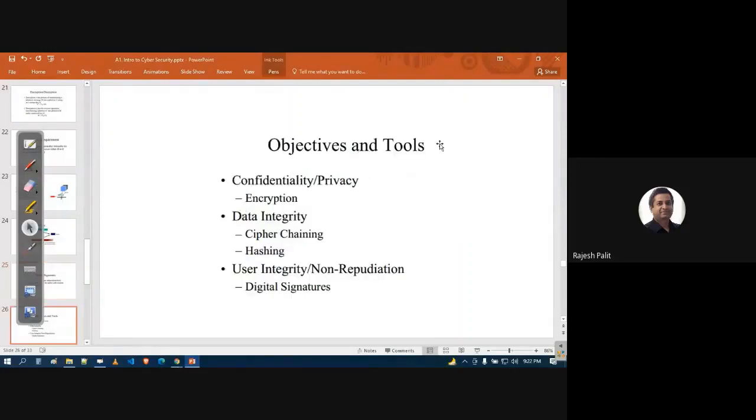So, objectives and tools. To achieve confidentiality or privacy, we use encryption. To achieve data integrity, we use hashing or cipher chaining. And to achieve user authentication or non-repudiation, we use the digital signature. And already from the explanation you have seen that, right?